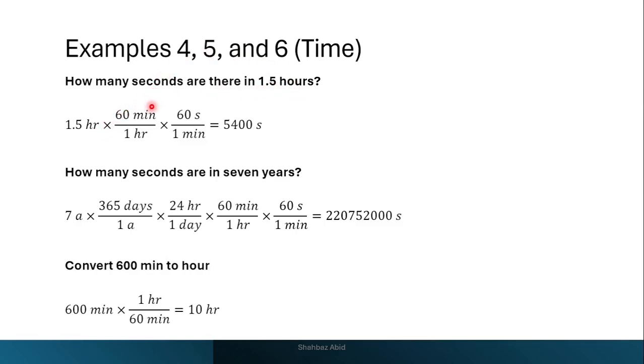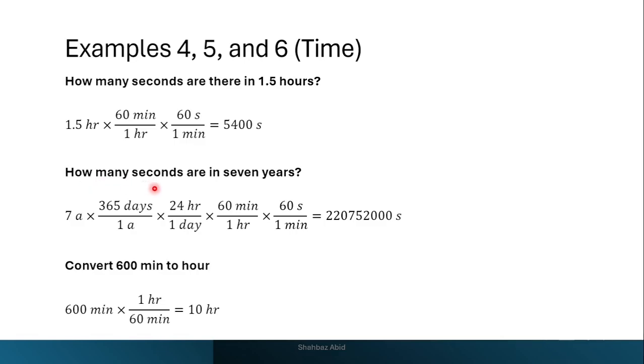So 1.5 hours multiplied by 1 hour is how many minutes? 60 minutes. So 60 minutes is at the numerator and 1 hour at the denominator. Hour and hour will cancel out. Then we have to cancel out the minute. So 1 minute is equal to how much? 60 seconds. So it's going to be 1.5 multiplied by 60 multiplied by 60, and I'm going to get 5400 seconds.